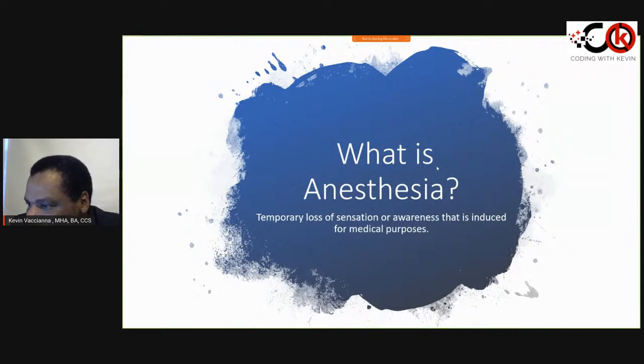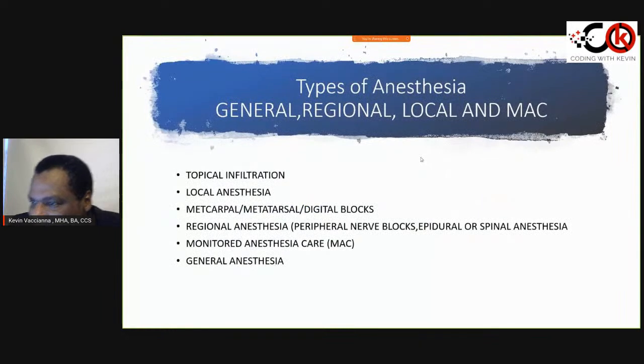What is anesthesia? It is a temporary loss of sensation or awareness that is induced for medical purposes. Okay, so you have different types. You have general, regional, local, and MAC. Demonstration: local anesthesia, metacarpal, metatarsal, digital blocks, regional anesthesia, monitored anesthesia care, which is MAC, and general anesthesia.